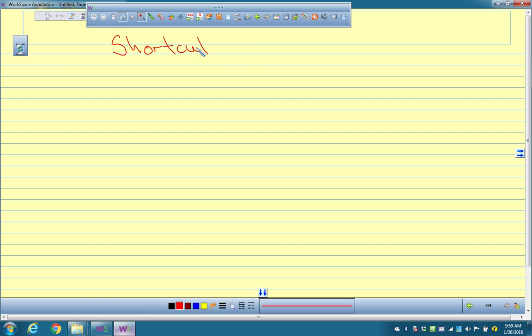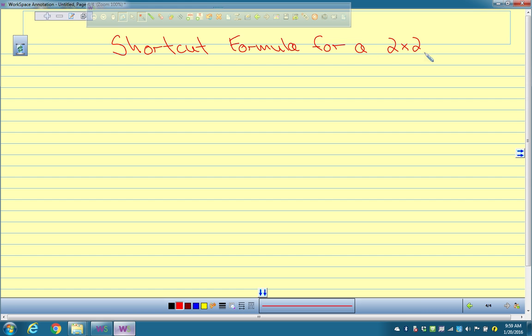Shortcut formula for finding a 2 by 2 inverse. Okay? And this is what it is.